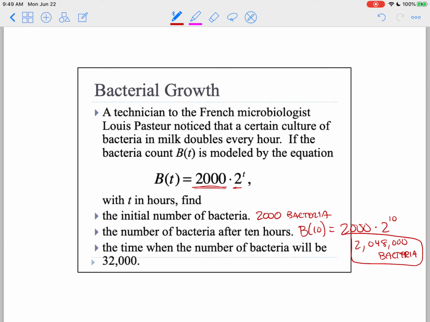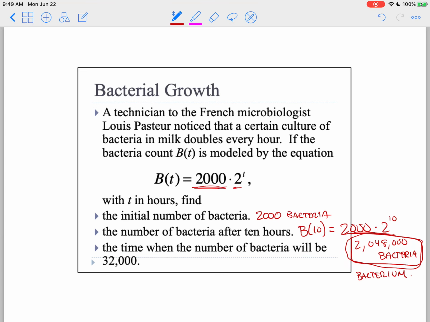And just a fun fact, the singular of bacteria is bacterium, but you almost never have a single bacterium. And so we almost always just say bacteria because it's always more than one. So that's a lot of bacteria after 10 hours.